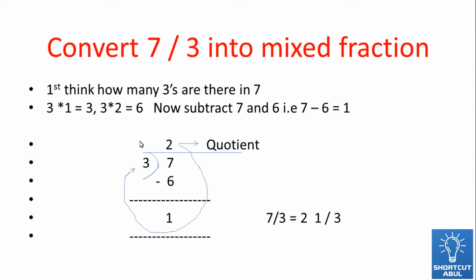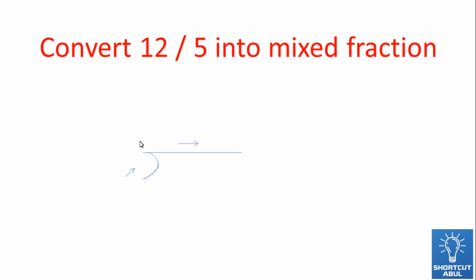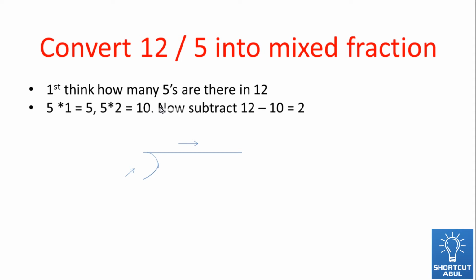Shall we go to the next question? The next question on your screen is 12 by 5. Convert 12 by 5 into mixed fraction. First of all, you have to think how many 5s are there in 12. 5 ones are 5, 5 twos are 10. Now subtract this 10 from 12. 12 minus 10 is 2.